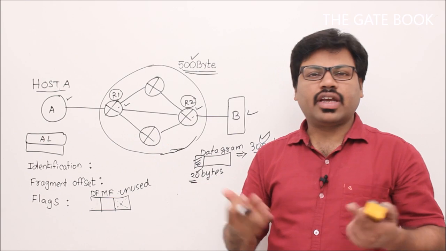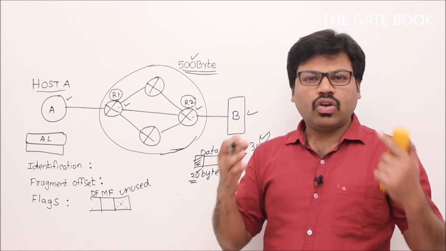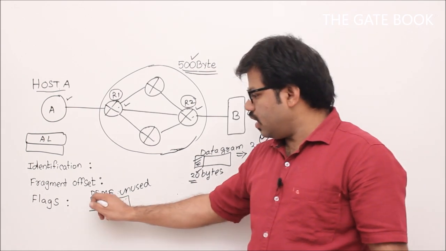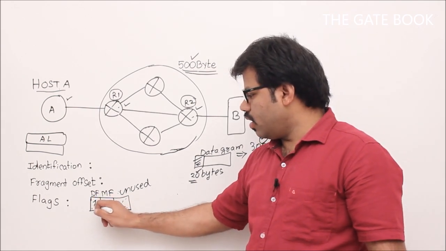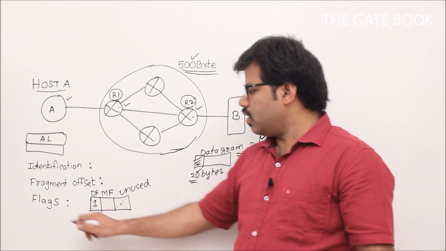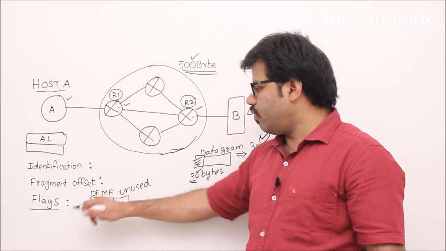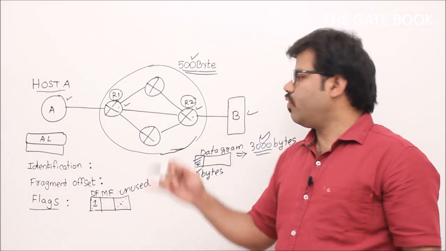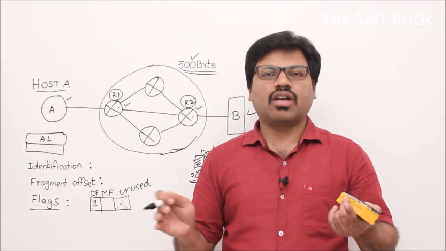Sir, how can we restrict ourselves? Otherwise, how can we stop fragmentation, sir? Yes. For that, you put the don't fragment bit to 1. Don't fragment is a part of the flags. If don't fragment is 1, then definitely no one will fragment it. That packet will be discarded.